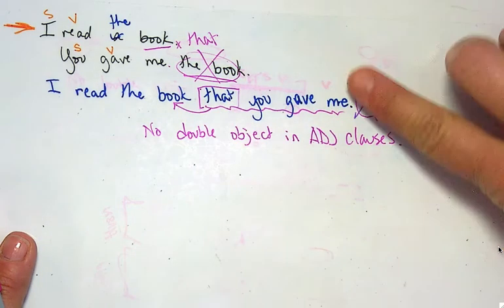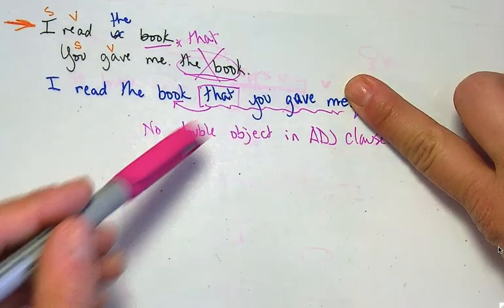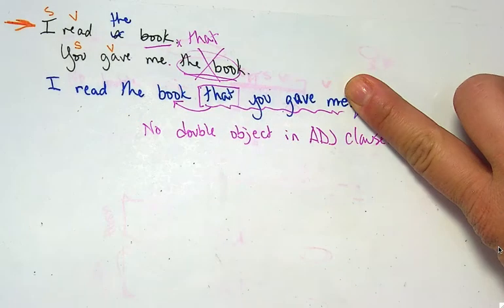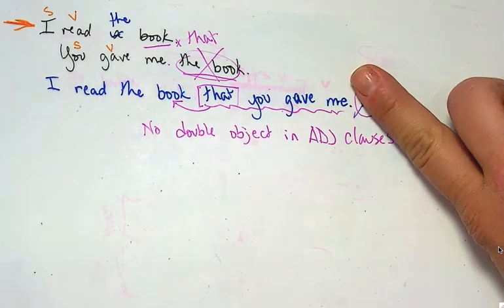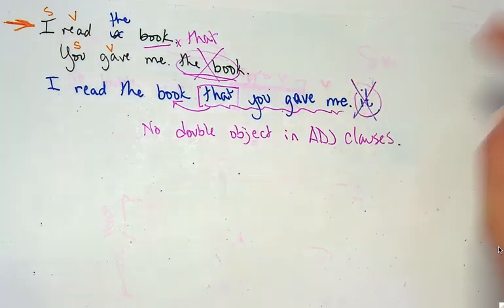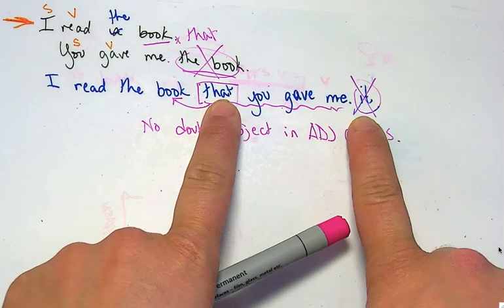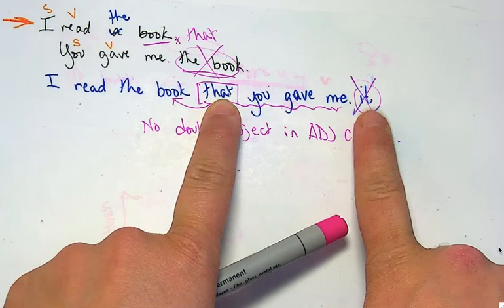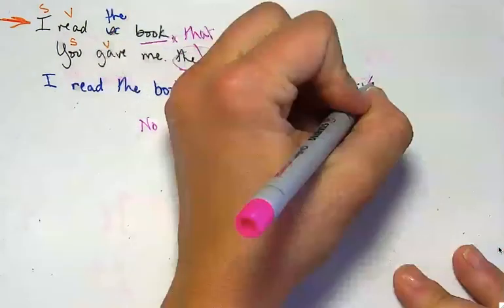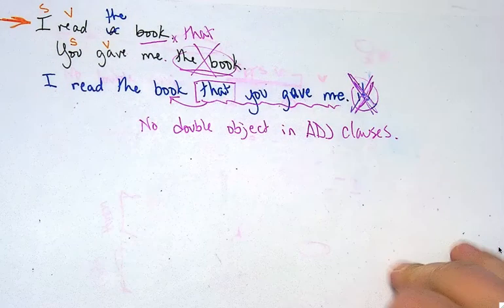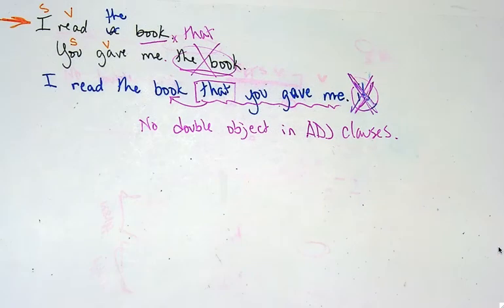You cannot use the word it because this word is a pronoun. It replaces this noun. It replaces the word book, or it replaces the word it. Some languages allow you or even require you to put this extra pronoun here, but not in English. So again, you cannot have this other pronoun at the end of your adjective clause because that would be a double object. No double objects are allowed in English.